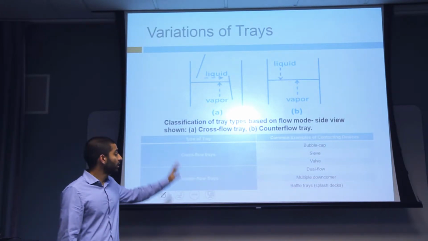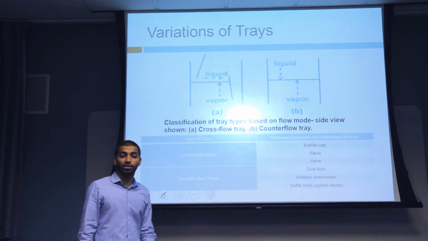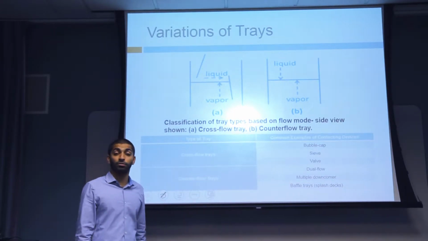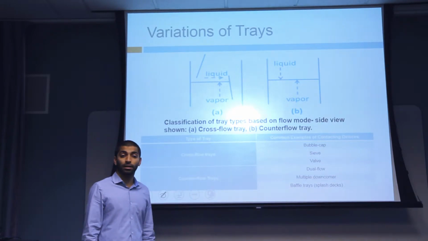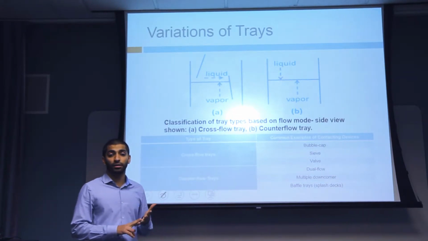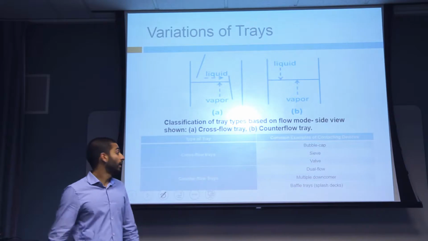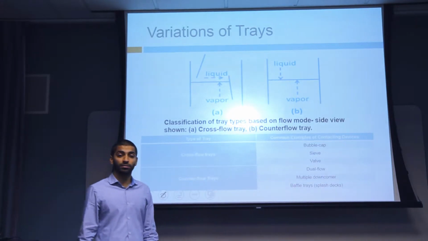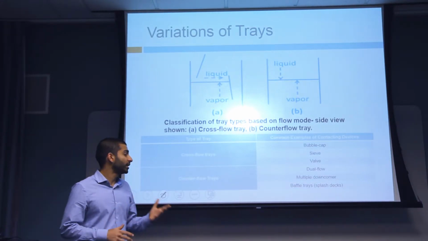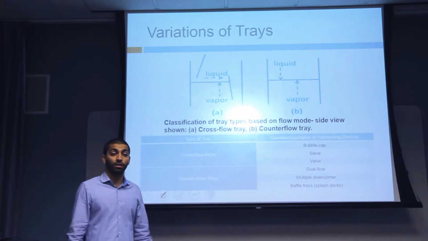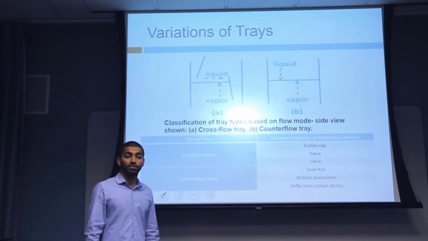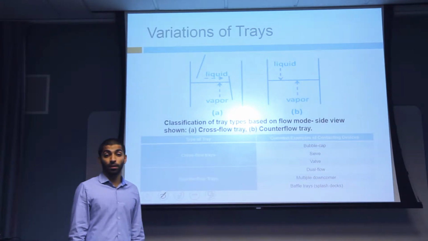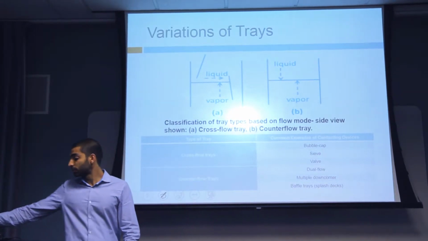This table over here summarizes the very common industry examples of crossflow trays and counterflow trays. As you can see, for crossflow trays, there are three main types out there, which are bubble cap trays, sieve trays, and valve trays. In terms of counterflow trays, it's more of the state of the art and can be changed, and there are a lot of novel new technologies coming out. As examples, I've placed dual flow trays, multiple downcomers, and baffle trays. Let's go into some of the specifics.